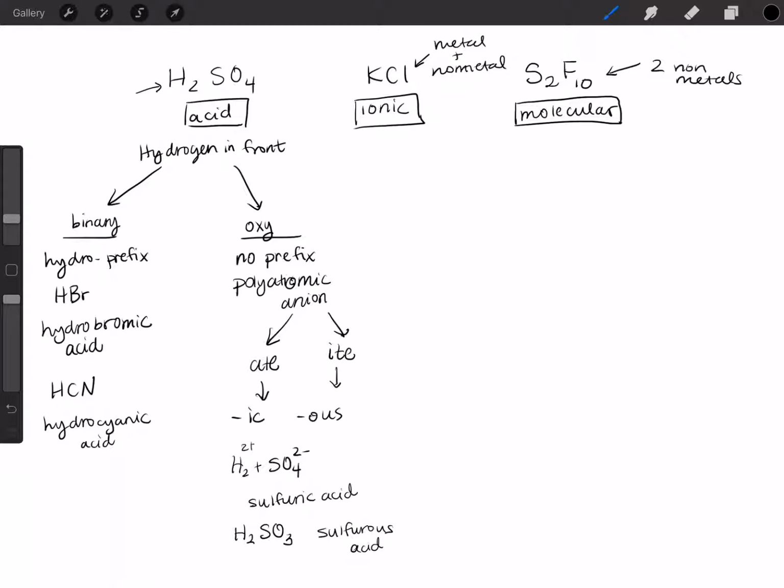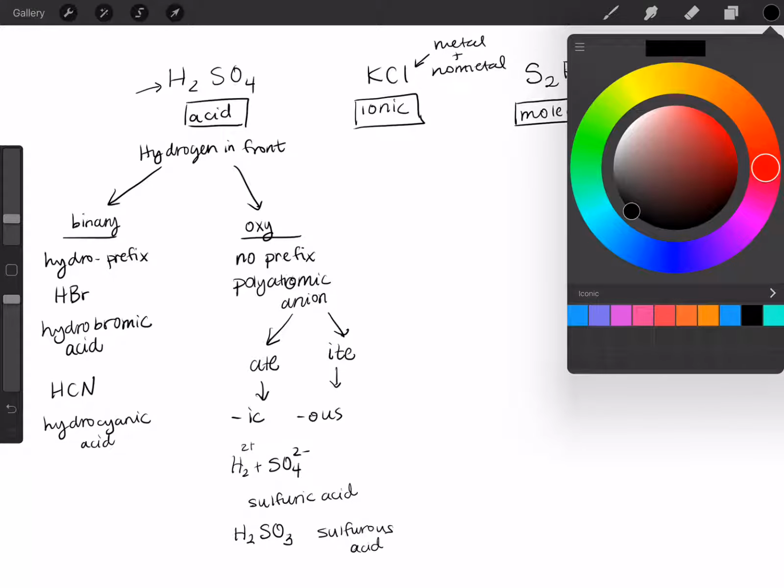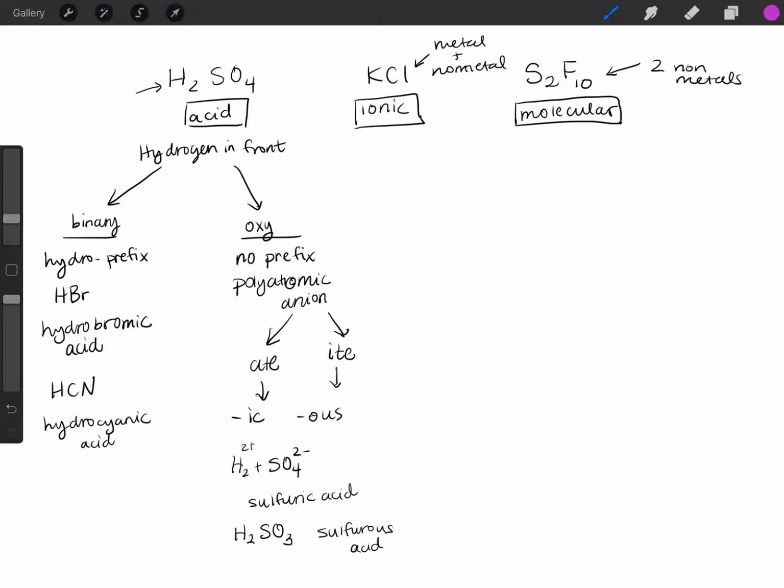Oh, how do you decide? So that is a great question. SO4, let me change colors. Okay, so SO4 2 minus is sulfate. And you just have to remember your polyatomic anions. That's how you decide. SO4 is sulfate, SO3 is sulfite. Okay, and this is why I had you guys do so much work to memorize these. That's how you decide. Any other questions, John?